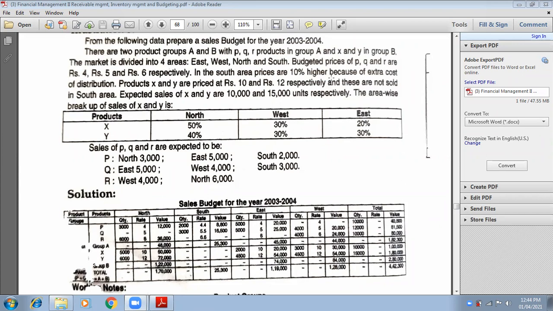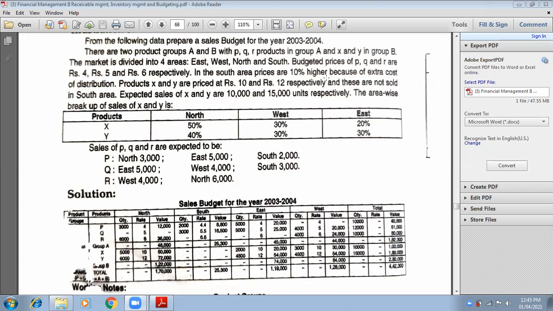It is going to be added. So 4 plus 10 percentage. These are the buttons that you need to press in the calculator, and the answer will be there on the screen. Tell me what is the answer? 4.4. So that's what you need to write in the rate column of south. Under the rate column, write 4.4. So what is 2000 into 4.4? The value will be 8,800. Very good. This is how you need to do it.